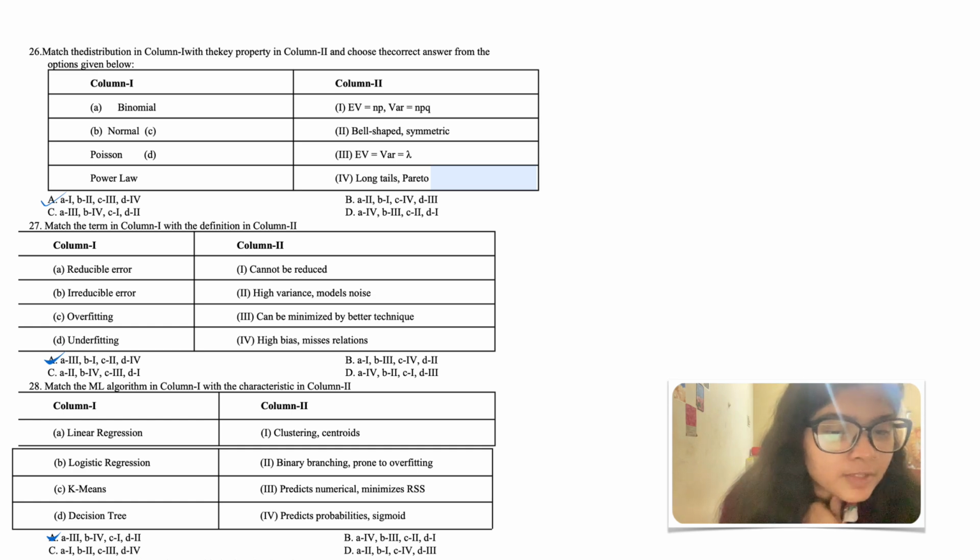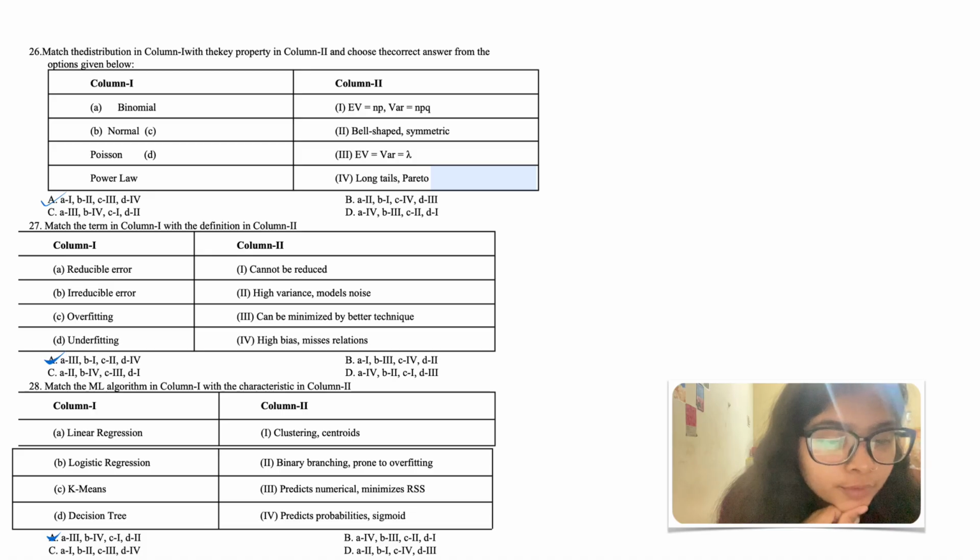Moving towards the next question, which is question 27. So here we can see that option A is correct, since reducible error can be minimized by better technique. Irreducible error cannot be minimized. Overfitting means high variance, model noise. Underfitting means high bias, misrelations. In question 22, linear regression predicts numerical value, minimizes RSS. Logistic regression predicts a probabilistic value 0 or 1 or true or false using the sigmoid function.